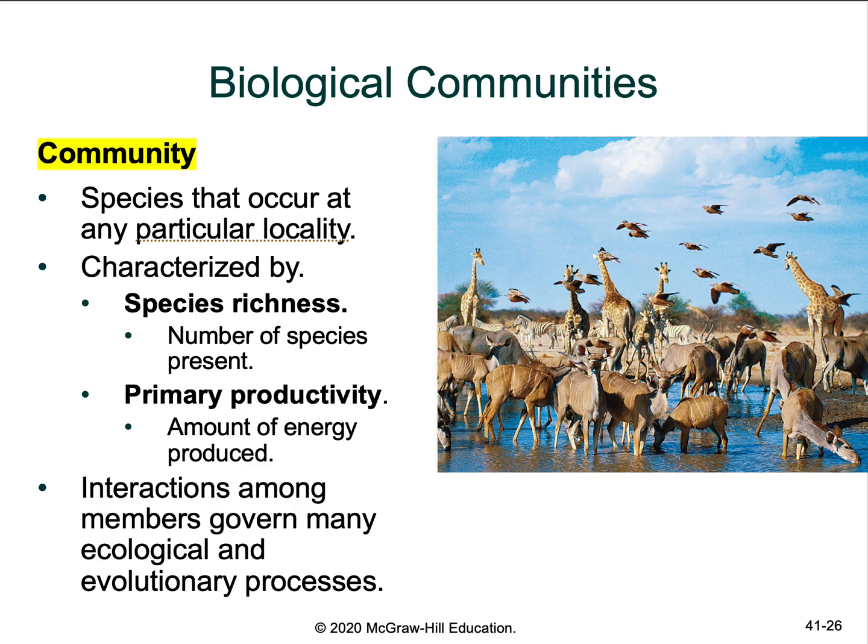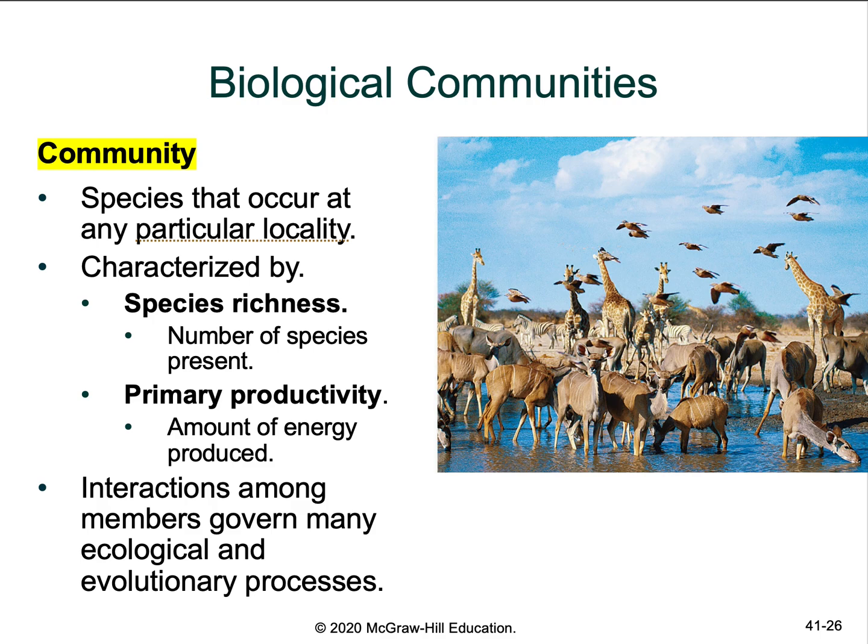When we're speaking about a community, it has different species. This is a really great picture because you can see that there are different species within it. All of this together is what we call a community. Things that influence it are going to be the species richness, which is the number of species, and the primary productivity, which is the amount of energy produced. So just to reiterate, a community is different species and how all of the species interact with each other.